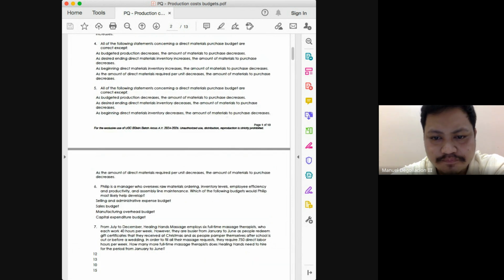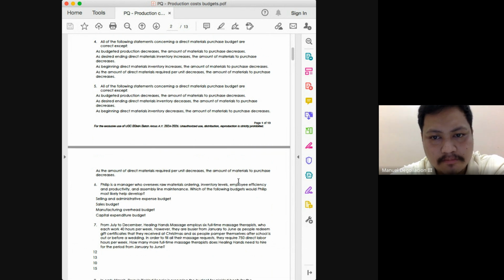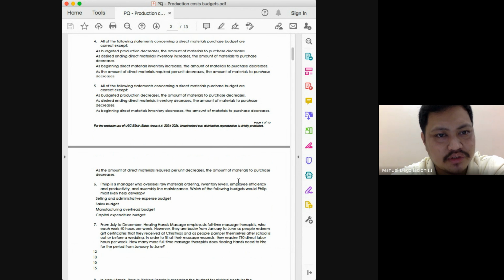Number 5, all of the following statements concerning indirect materials purchase budgets are correct, except, again, we're looking for the false statement. First statement, as budgeted production decreases, the amount of materials to purchase decreases. Budgeted production goes down, so the amount to purchase also goes down. That's correct. That makes sense. I hope that makes sense to everyone.